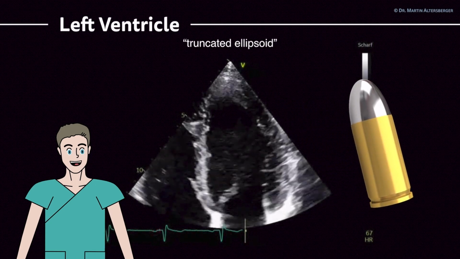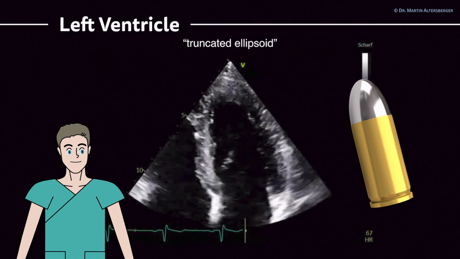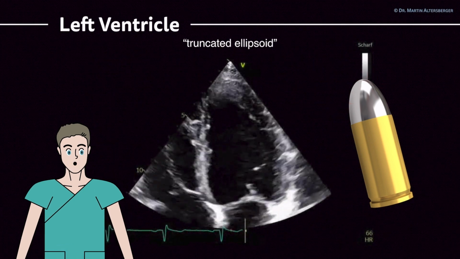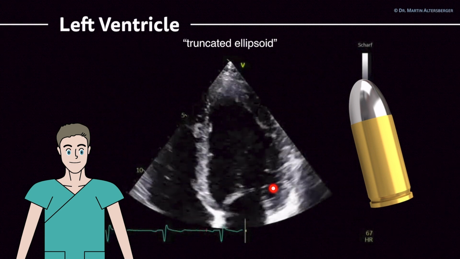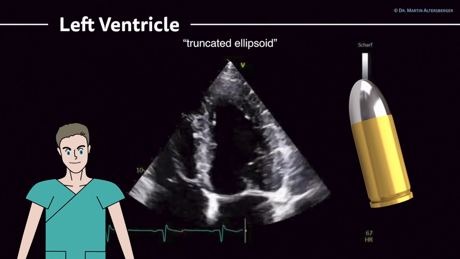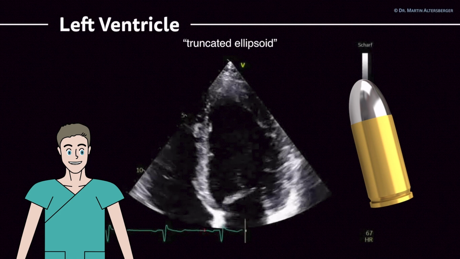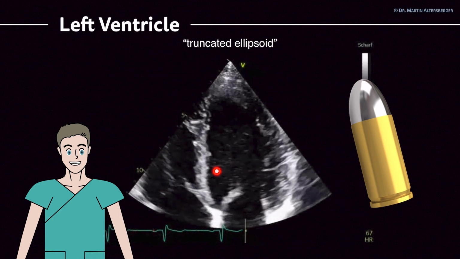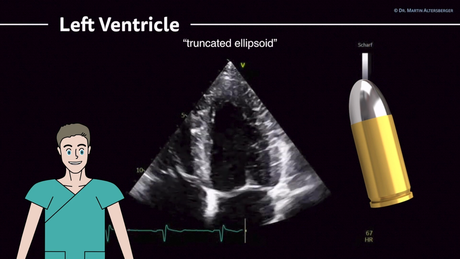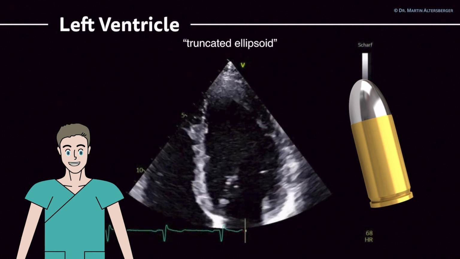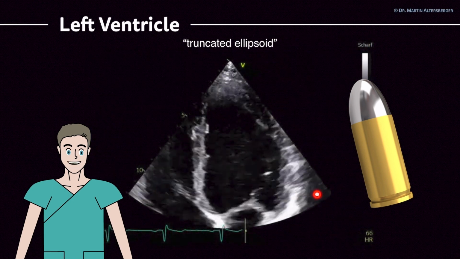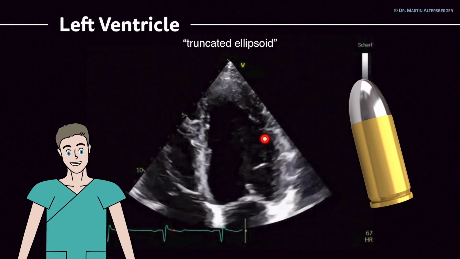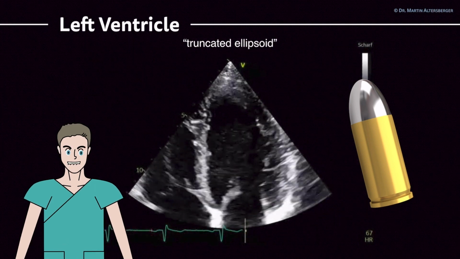The left ventricle is a truncated ellipsoid. You see this bullet shape over here. Here you see the cavity of the left ventricle. The contractility of this left ventricle is fairly good. The ejection fraction is in the range of 55 to 60%, I would say. And you see that all walls are contracting quite nicely. This is a focused view of the left ventricle, so the atria are completely cut off. This even gives you the advantage that you see the ventricle in an optimal position.